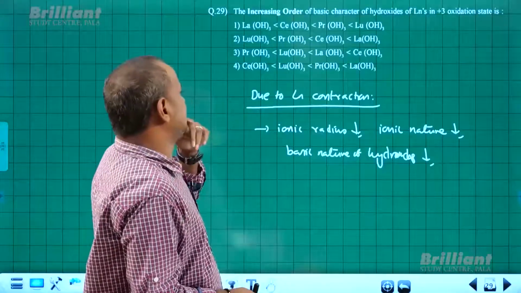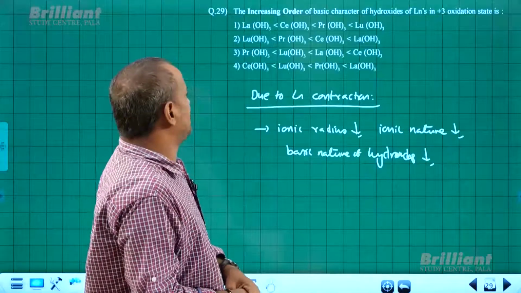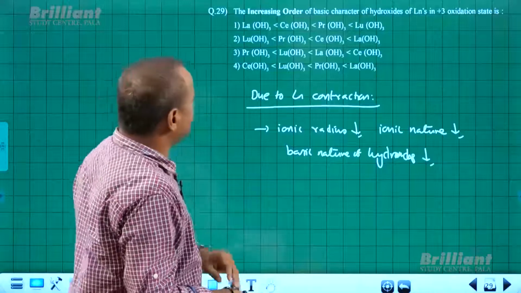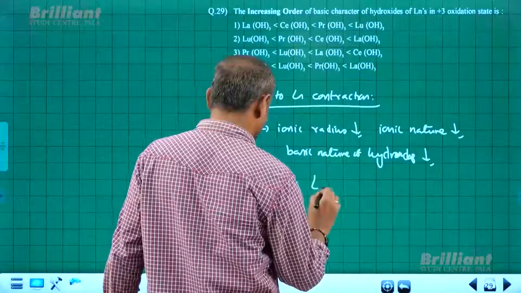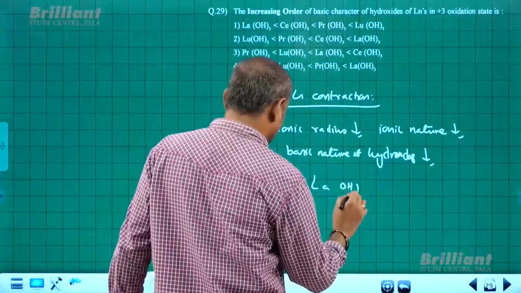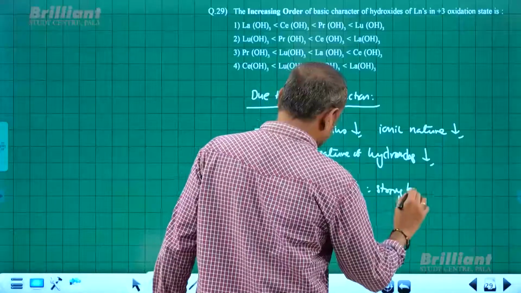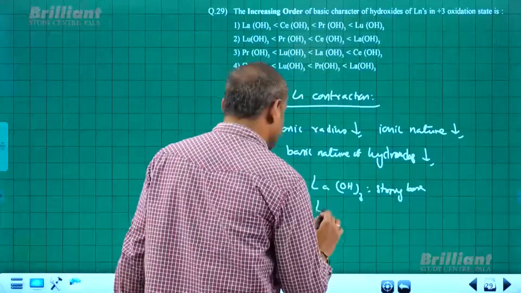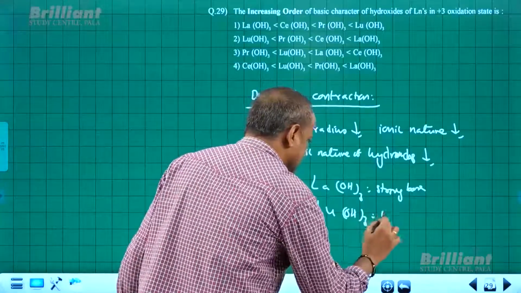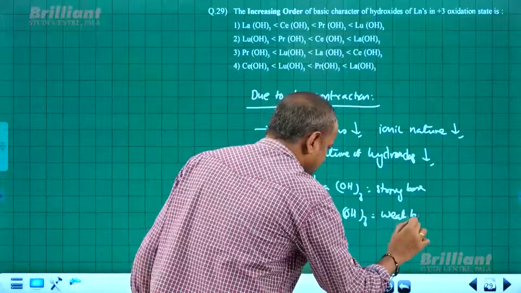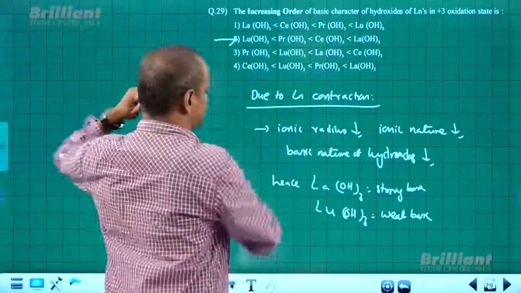Next element is called cerium. Next praseodymium. Last, lutetium. So lanthanum hydroxide, La(OH)3, is a strong base, and lutetium, the last one, hydroxide is a weak base. So answer 2.